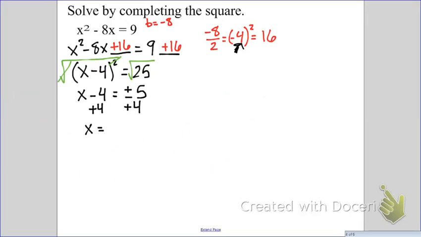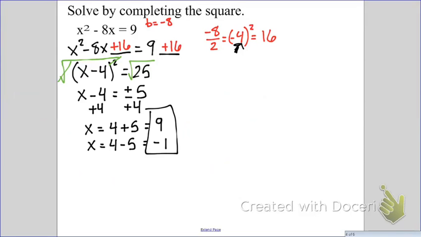And we have two problems we have to do. We need to do 4 plus 5, but then we also need to do 4 minus 5. So our final two answers are 9 and negative 1. There's our two answers.